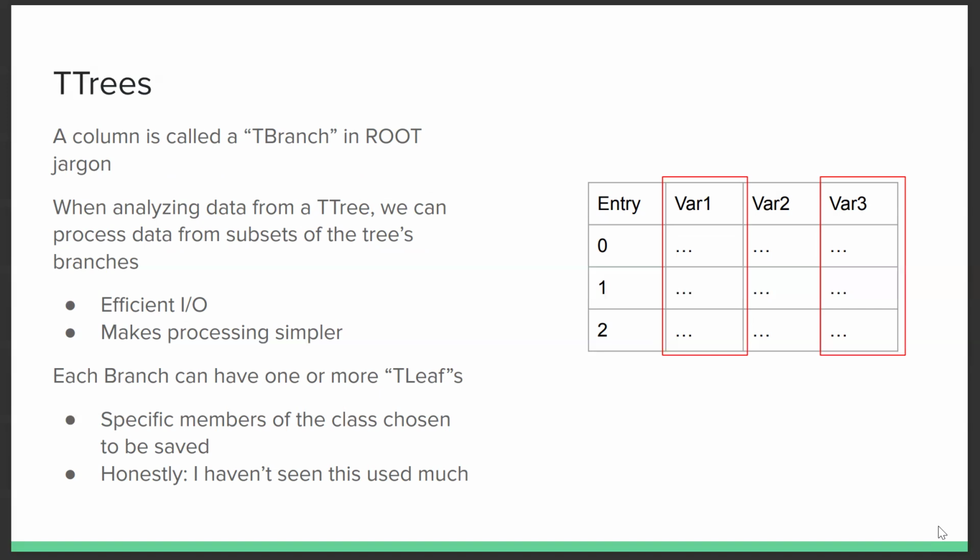Now each of these branches can have one or more TLeaves. These are specific members of the class chosen to be saved. So I can make a struct. Do I show that? Okay, I might show that later. You make a struct, and then that struct has several members. And you can tell it, save this member, and you need to give it some specific information about what that member is. Honestly, I haven't used that too much, and I haven't seen it used too much. People just make classes instead, and then save those after they give ROOT the instructions of what they look like. So you might come across this, but you might not. Okay.